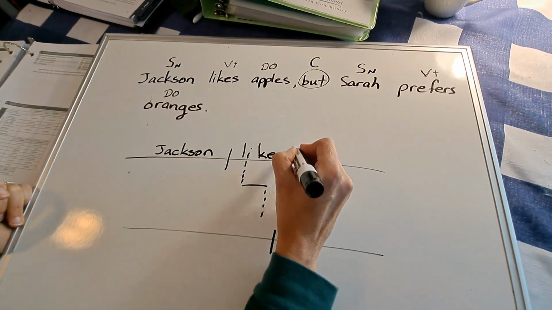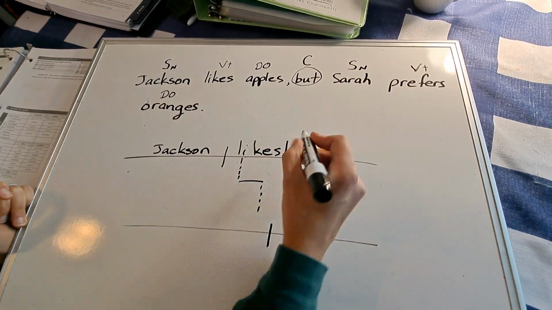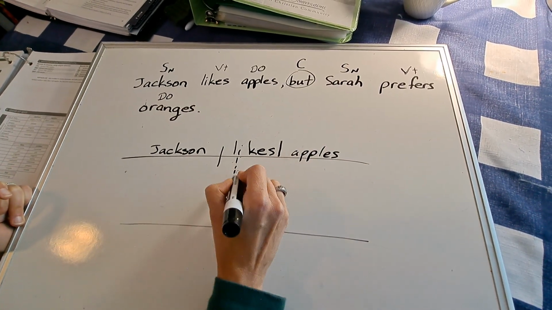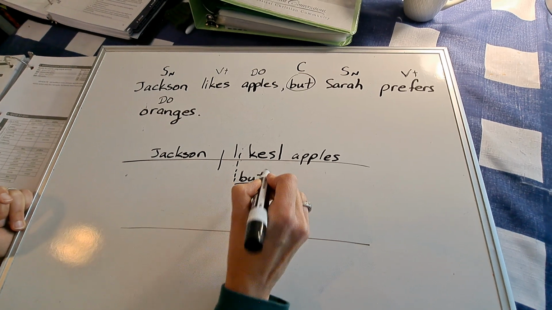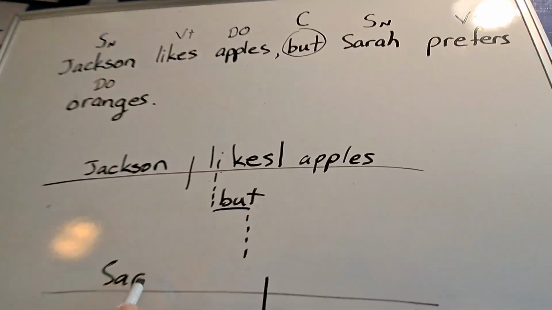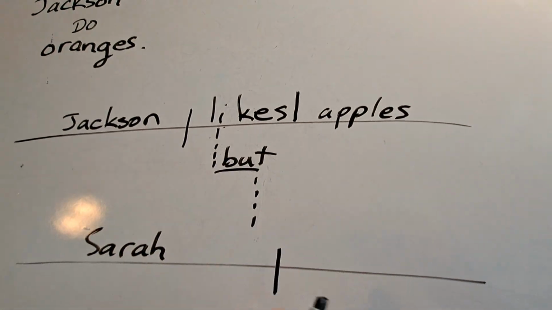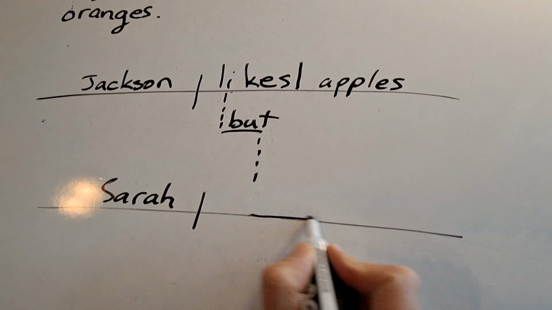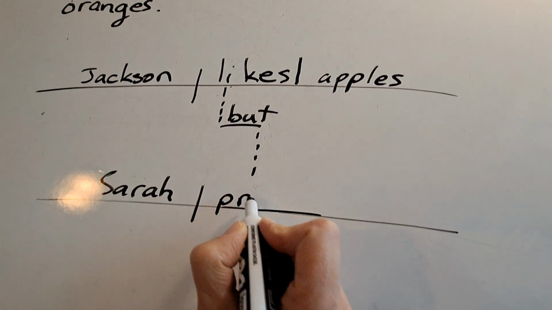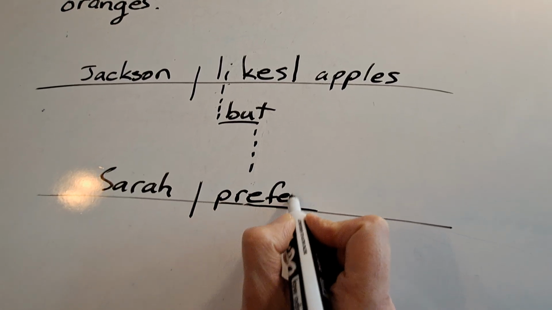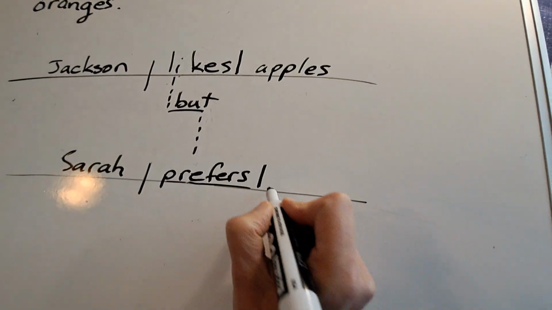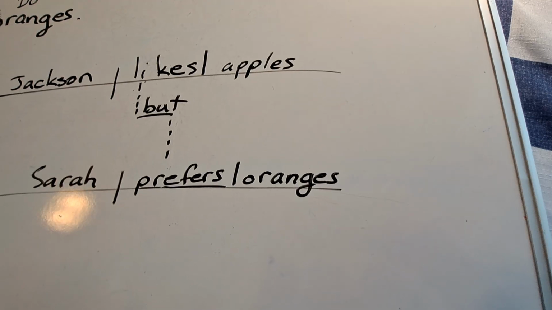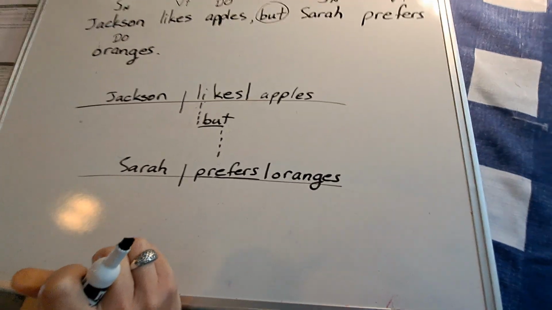Jackson likes, and this is going to be my direct object, apples, but Sarah, and this has to connect the verbs. Prefers, what does she prefer? Oranges. I prefer oranges. Okay. That's all, folks.